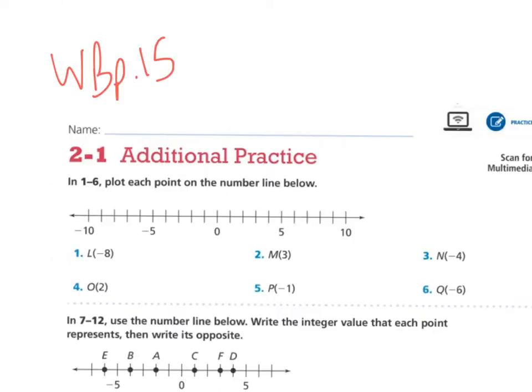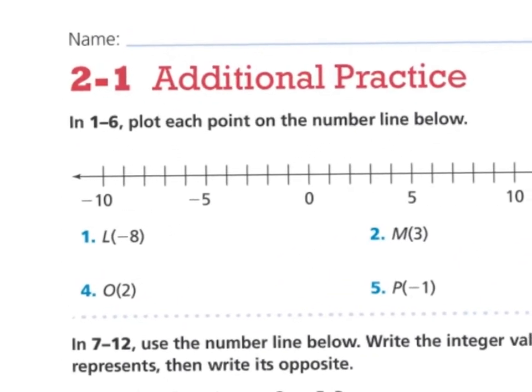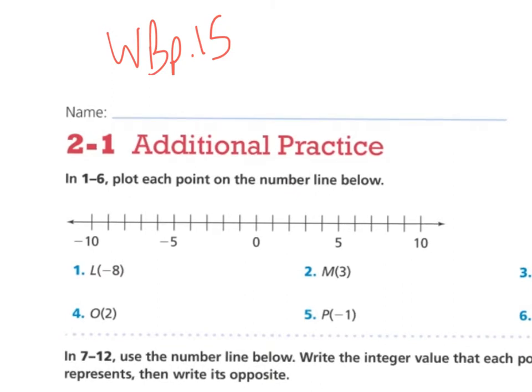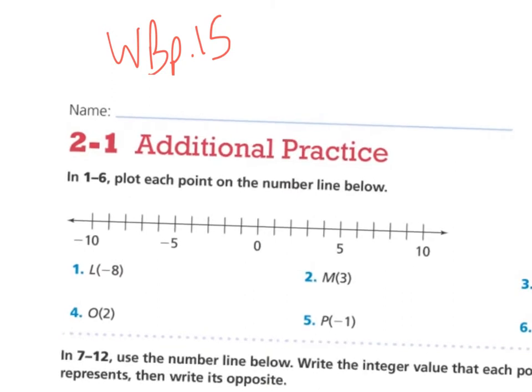If we look at workbook page 15, on the first part, they want us to plot each point on the number line. So number 1, they want us to plot L at negative 8. So negative 8, what we need to do is think about, it's between negative 5 and negative 10. So from negative 5, we can go to the left. Negative 6, negative 7, negative 8 would be right here. What we're going to do to plot that point, we're going to put a dot there. And then it's point L, so we'll put an L above the dot that we just put.